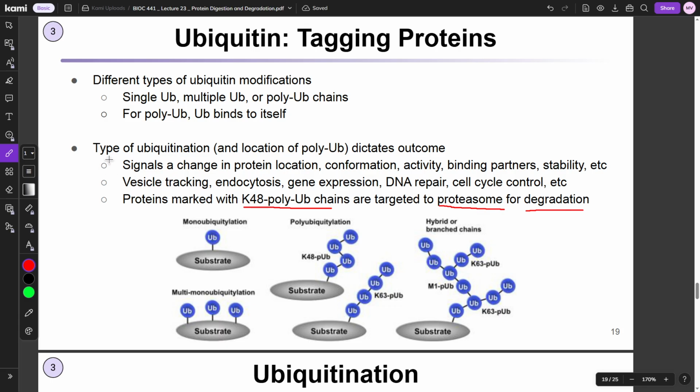So I would say that these two points are not as important as this last one for this class, but that's not to say that you should ignore this. Ubiquitin is not always for degradation, but for the sake of this class, we're going to think about it as mainly this third point. So a polyubiquitin chain here is going to be a case where we end up targeting these proteins for degradation at the proteasome.